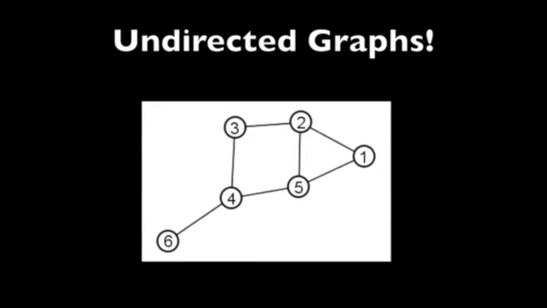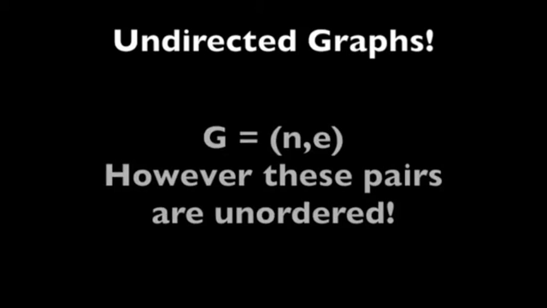Similar to the directed graph is the undirected graph. This graph contains edges that are all bidirectional, meaning all edges are directed in both directions. The undirected graph can be defined as G equals open bracket N comma E close bracket, consisting of the set N of nodes and the set E of edges, which unlike directed graphs are unordered pairs of the elements of N.